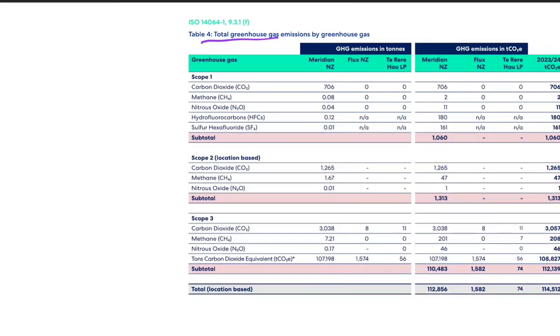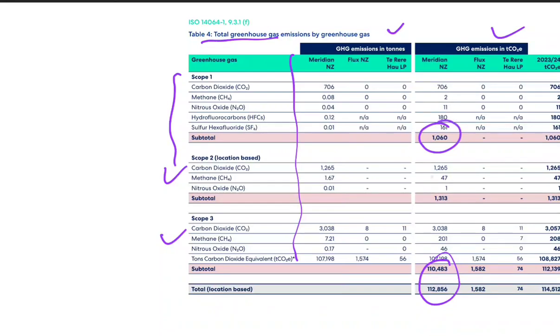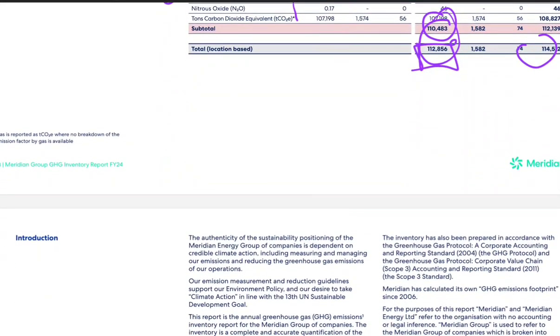Then total greenhouse gas emissions as per the greenhouse gas classification. You see scope 1, scope 2 and scope 3. Mainly the gases: carbon dioxide, methane, nitrous oxide, hydrofluorocarbons, and sulfur hexafluoride. We can see here GHG emissions in tons of carbon dioxide equivalents. That whole information is available here for scope 1, scope 2, scope 3, and total information is also available. You can see this information.